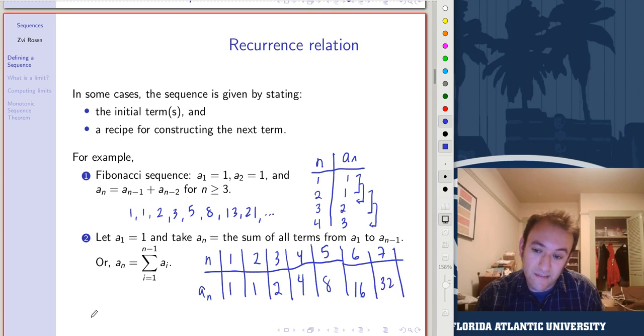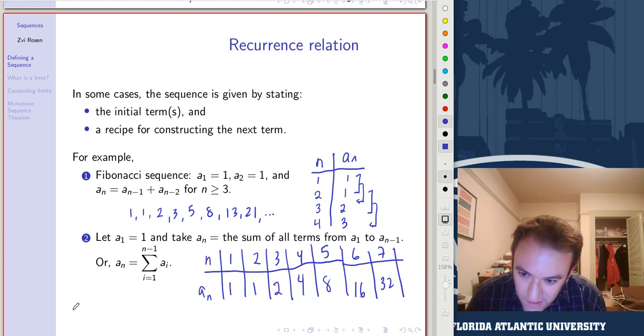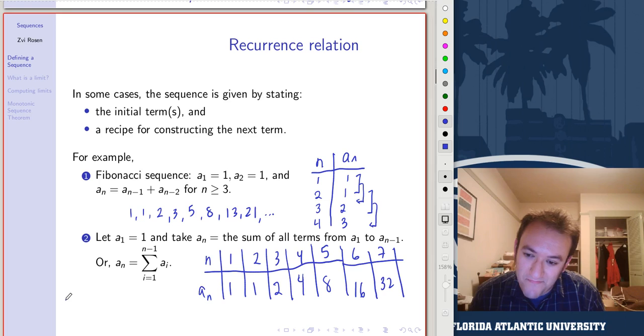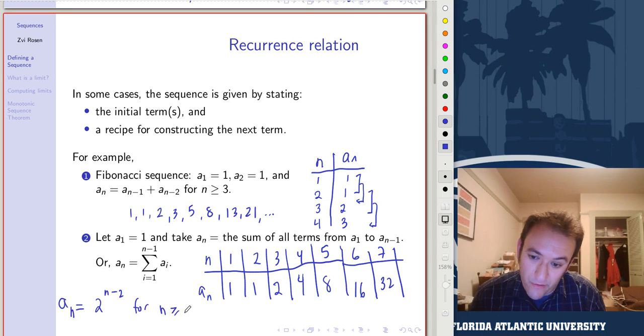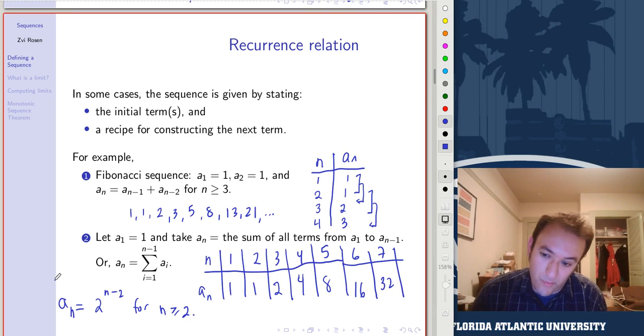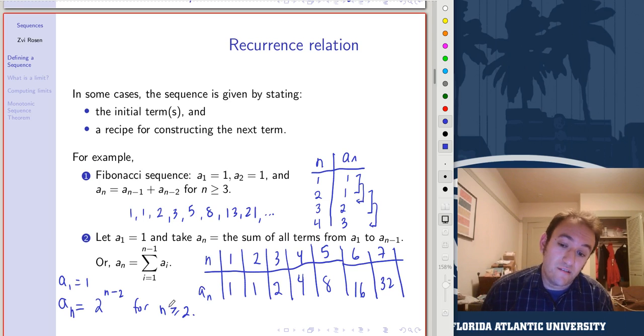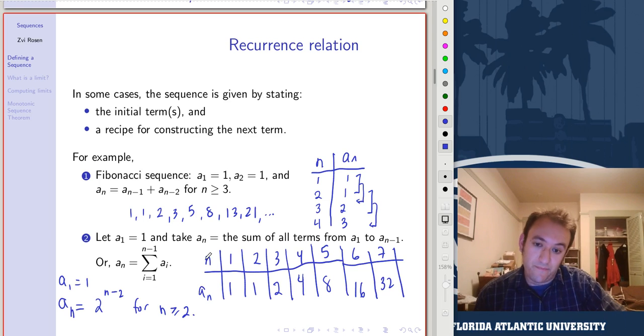Okay. In the end, another way to write this, we should make sure that this is correct, is a sub n equals 2 to the n minus 2 for all n greater than or equal to 2. Okay, and a sub 1 equals 1. Okay, so that's a general term for this sequence, which we initially defined in terms of a recurrence relation.